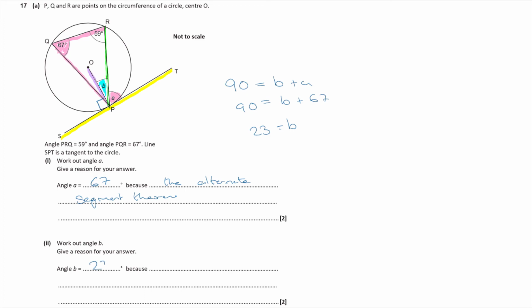So angle B is 23 because the angle between a tangent and a radius is 90 degrees, so B equals 90 minus 67 equals 23.